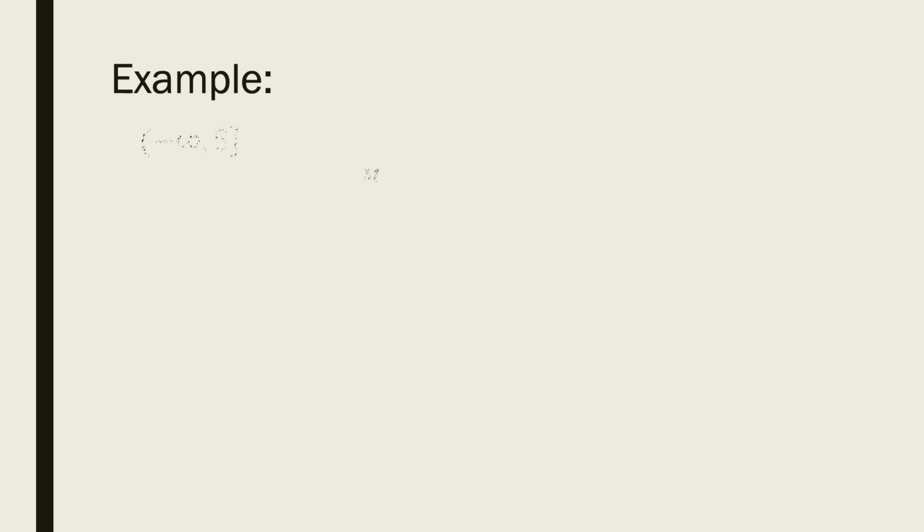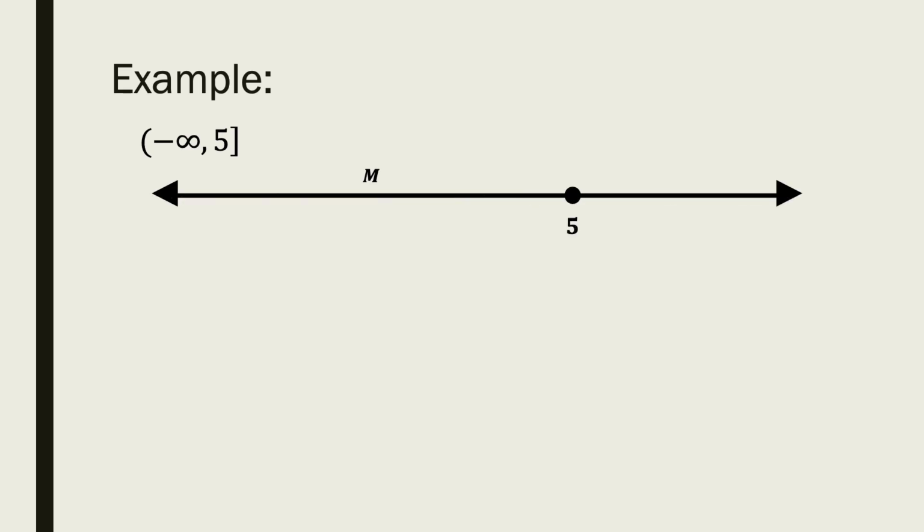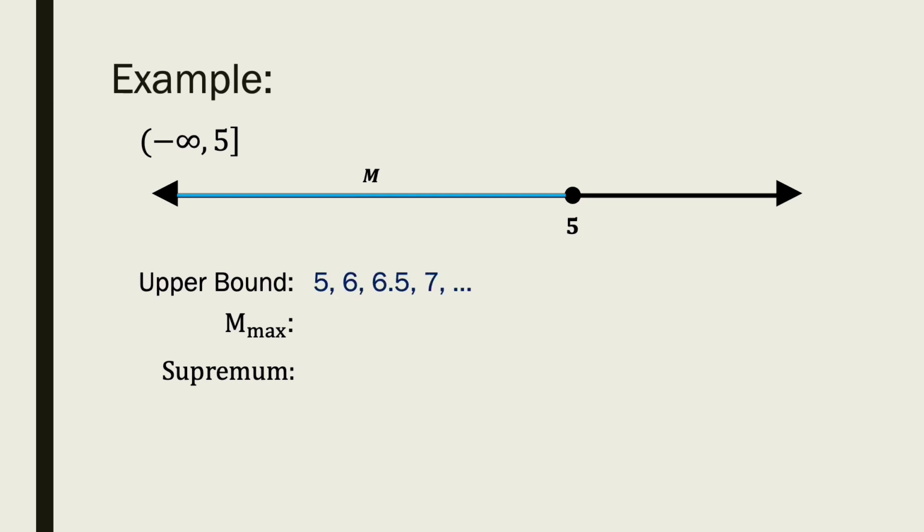Let us have our next example. We have the set from negative infinity to positive 5. This set is bounded above, so we can identify its upper bound. So what are the upper bounds of set M? We can have 5, 6, 6.5, 7, and so on. The value of M max, or the maximum value of M, is equal to 5 because 5 is included in the set. It is also the value of the supremum because it is the least value of all the upper bounds. So in this example, since 5 is part of the set, the value of M max is equal to the value of the supremum.